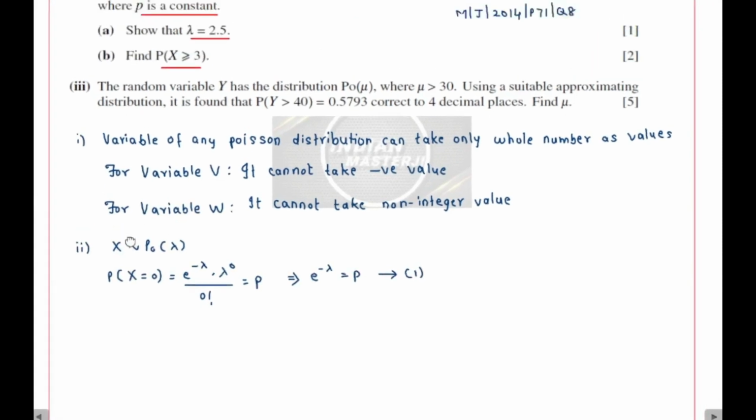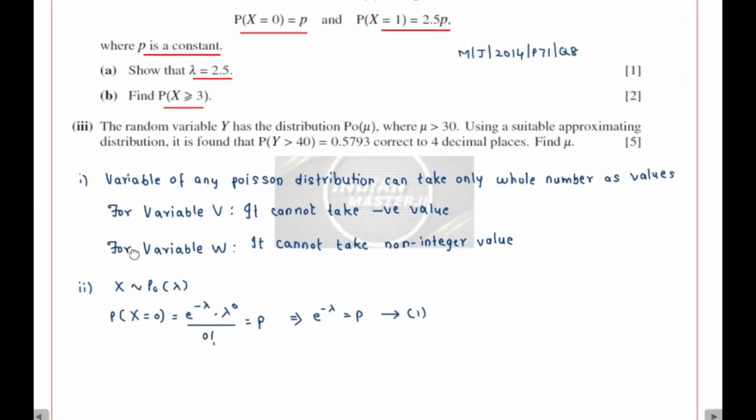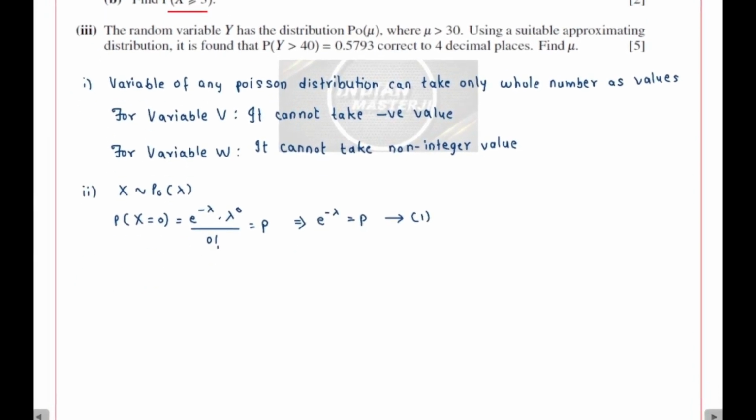What else have they given? They are saying that probability of X equal to 1 is 2.5P. So probability of X equal to 1, if I have to find it using the formula of the Poisson distribution, I'll get e raised to minus lambda into lambda raised to 1 upon 1 factorial, and this value is equal to 2.5P, correct? So from this, can I say e raised to minus lambda into lambda is equal to 2.5P?